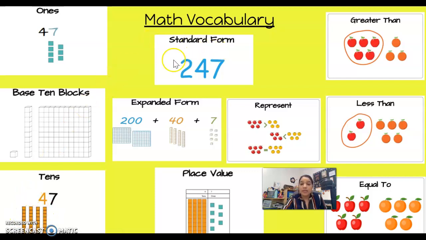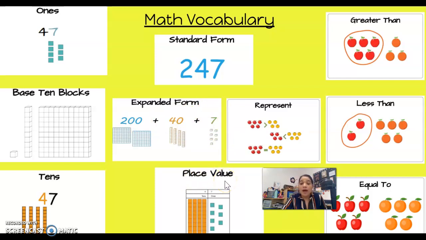Standard form. Standard form is what we usually see as our number form. Expanded form. Expanded form is when we take apart a number. So in the expanded form of 247, we break it apart to 200 or 2 hundreds, 40 or 4 tens, and 7 or 7 ones. So we're taking it apart.